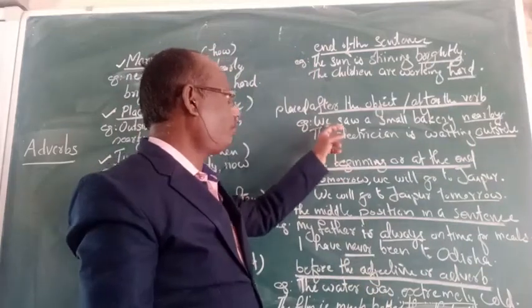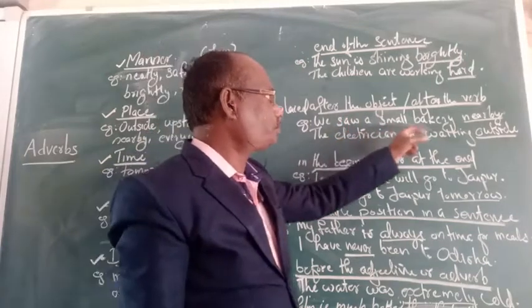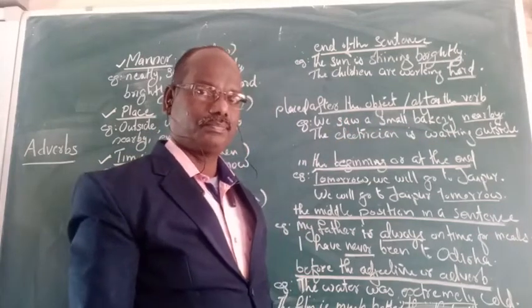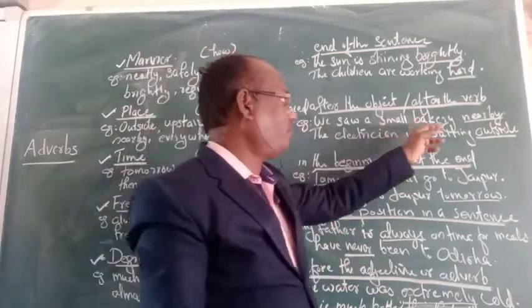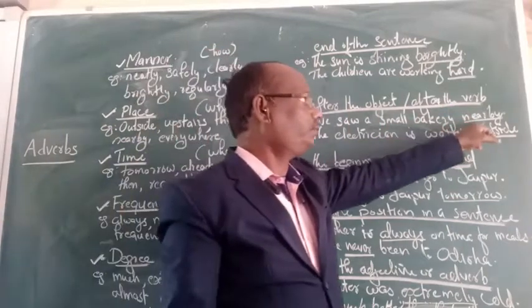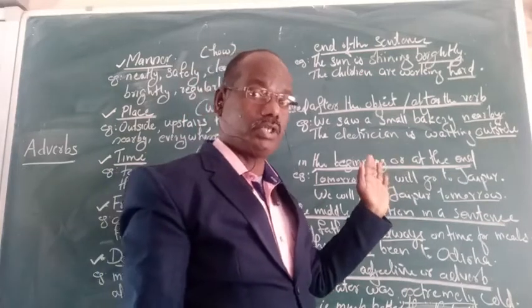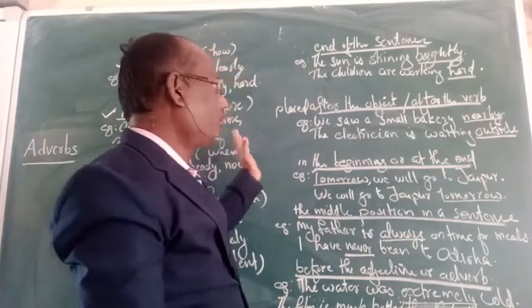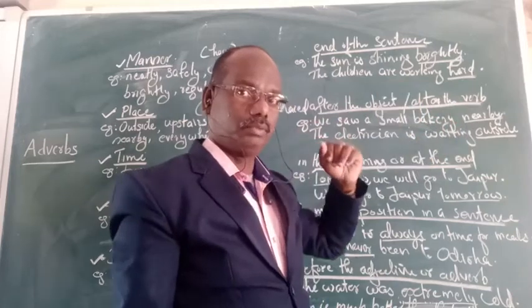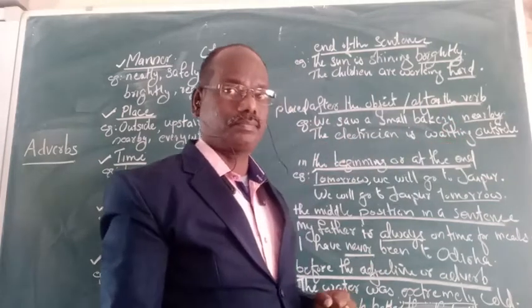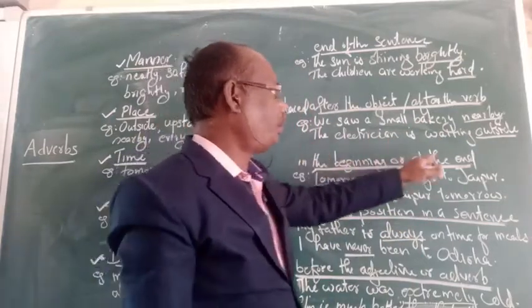In this sentence, we is the subject, saw is the verb, and a small bakery, that is the object. Bakery is the object here. So, the bakery, where did we see the bakery? Nearby. The position of the adverb here is after the verb or after the object. After the object. In the second sentence we can see, the electrician is waiting outside.